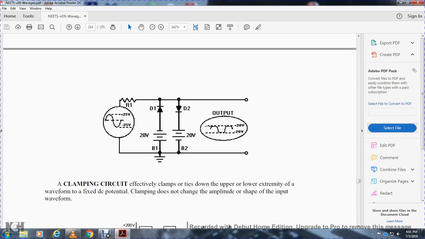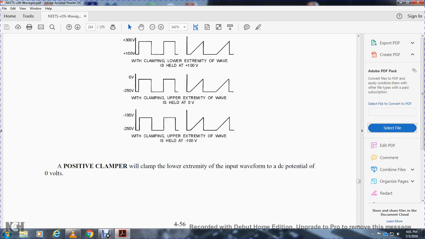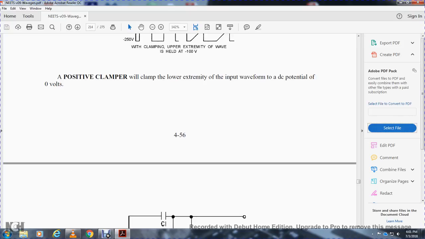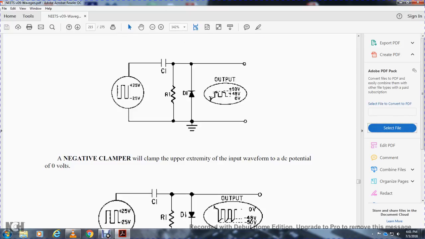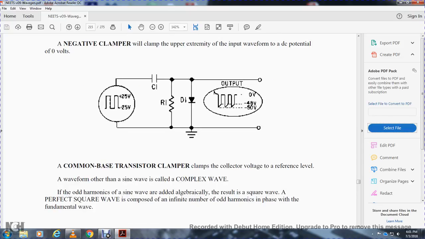The clamping circuit will clamp the upper or lower extremity of the waveform to fix the DC potential. Clamping does not change the amplitude or shape of the input waveform. The positive clamper clamps the lower extremity of the input waveform to a DC potential of 0 volts. The negative clamper will clamp the upper extremity of the input waveform to a DC potential of 0 volts. The common base transistor clamper clamps the collector voltage to a reference level of the waveform.